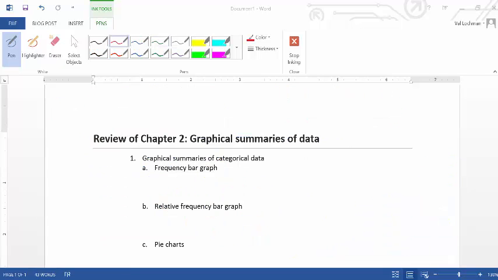Hello everybody. In this video I will briefly go through the main concepts of chapter 2. There are 4 sections in this chapter, but we will only focus on the first 2. The third section wasn't even assigned, and the last section talks about how different graphs can be misleading. Don't worry about these 2, okay? So I won't be testing you on any of that material. What I would like for you just to know is the first 2 sections.